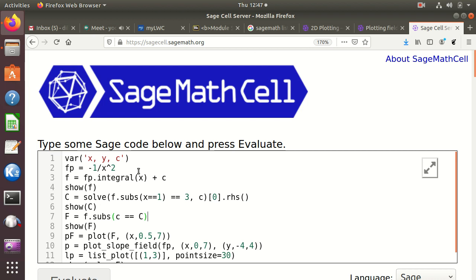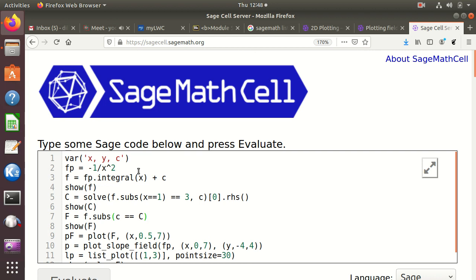And this is all on the video. You can see this on the video. You can always stop it to see commands. But I declare x, y, and c as symbolic variables. I tell Sage Math, okay, I want to do some symbol pushing here, so I need to tell it that x, y, and c are symbolic. And then I define my f prime. And then I find its antiderivative.